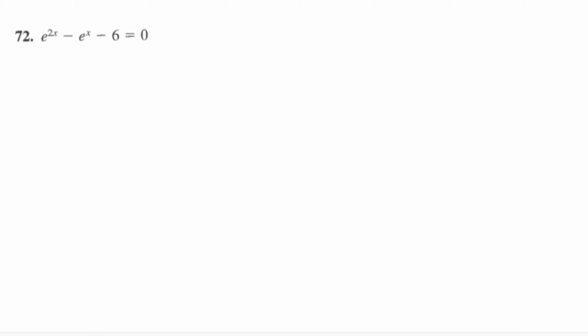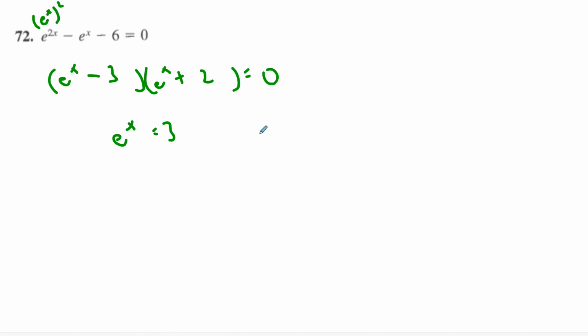Okay, recognize that you're looking at e to the x squared. This is the same as e to the x squared, so you can factor this as 2 linear, quote-unquote, factors, because they're not actually linear, of e to the x. How do we get a 6, but a minus 3? Minus 3 plus 2. So e to the x equals 3, or e to the x equals negative 2.